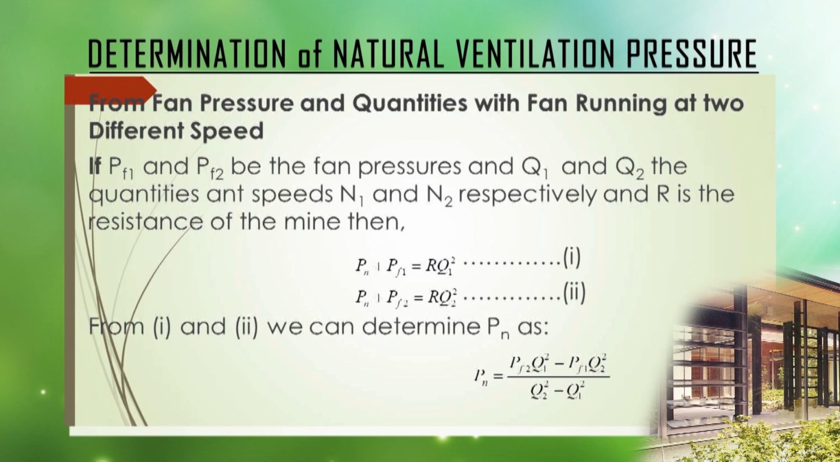Then Pn + Pf1 = Rq1², and in equation 2, Pn + Pf2 = Rq2². From the two equations we can determine Pn, which means natural ventilation pressure. As we can see, the formula is Pn = (Pf2·Q2² − Pf1·Q1²) / (Q2² − Q1²).